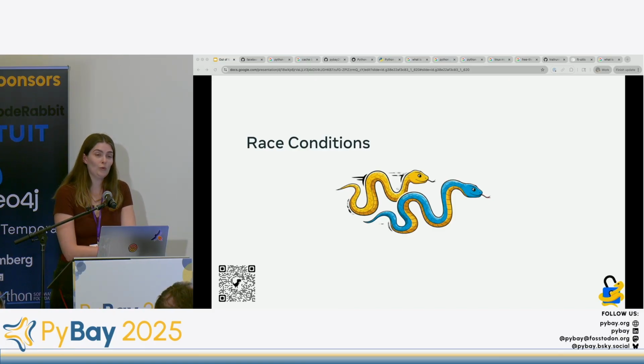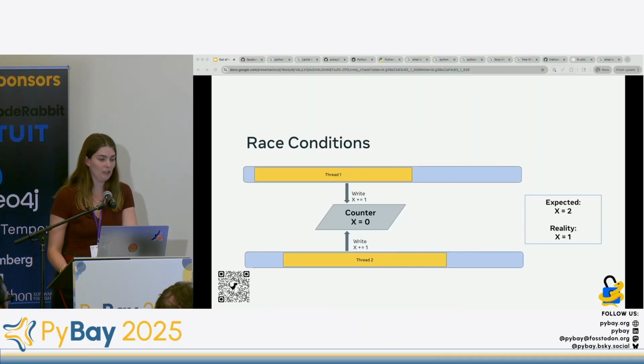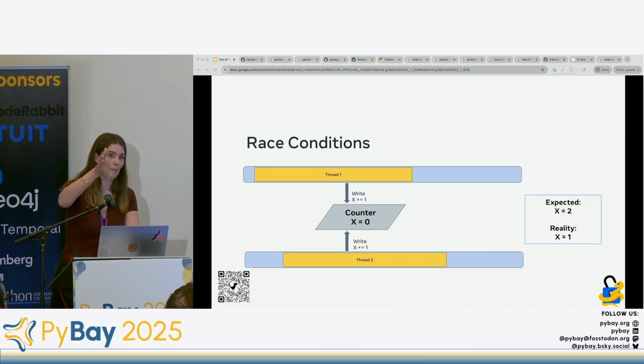The next thing, of course, is race conditions. This might not be the cause of our slowdown, but let's take a look at what our counter says. Our counter we expected to be at 50,000 or 500,000 or 5,000, whichever one you're looking at, but the actual counter value is almost 1% less than what we expected it to be. This is because we were experiencing a race condition. A race condition is when two threads are trying to write to the exact same memory address at the same time, or one thread is writing to a memory address at the exact same time another thread is reading from that memory address. Whatever it is, we end up with a slightly wrong number.